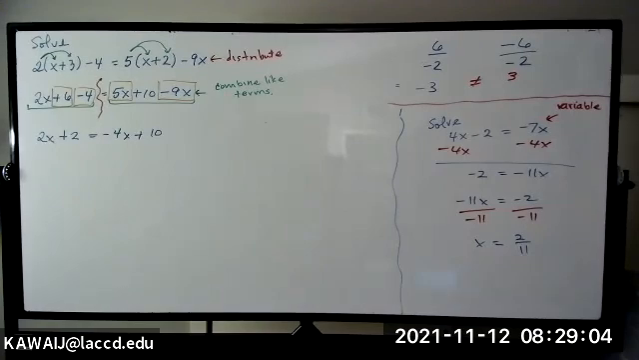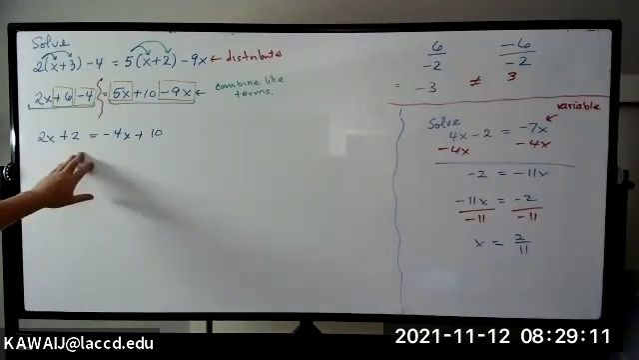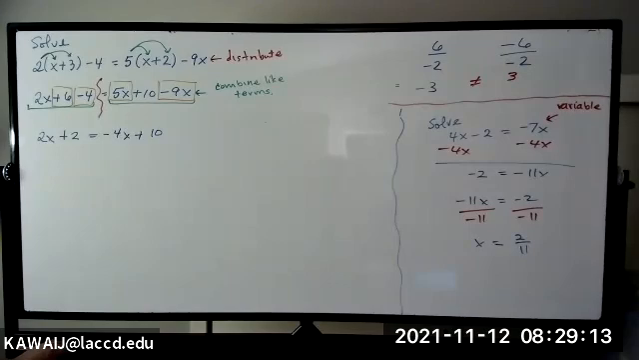And now what we want to do is we have the same situation that we did before. You want to get rid of x's on one side and get rid of numbers on the other. Okay, so go ahead and do that. Go do what we were doing before.